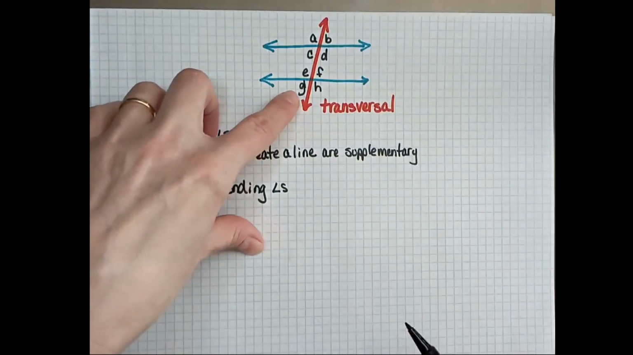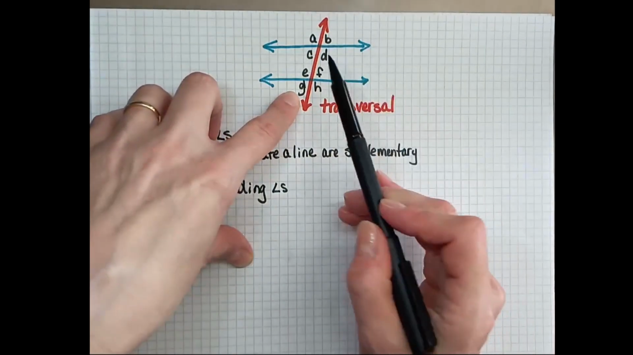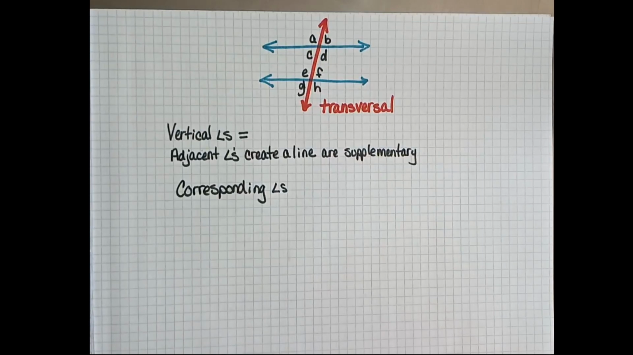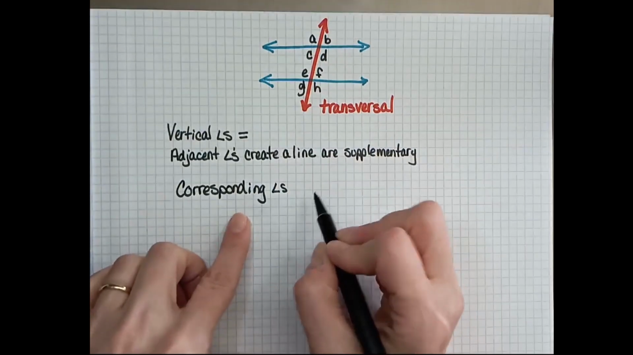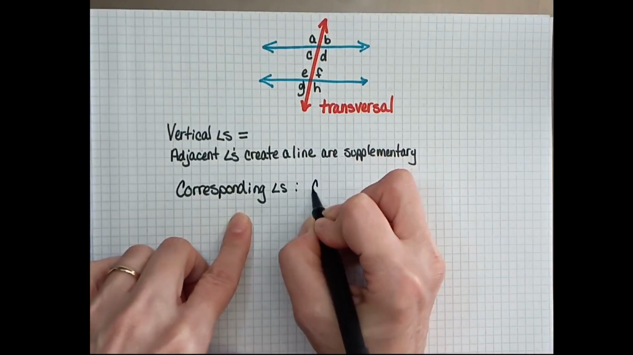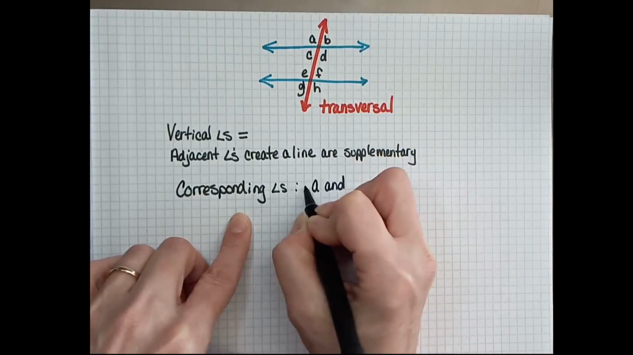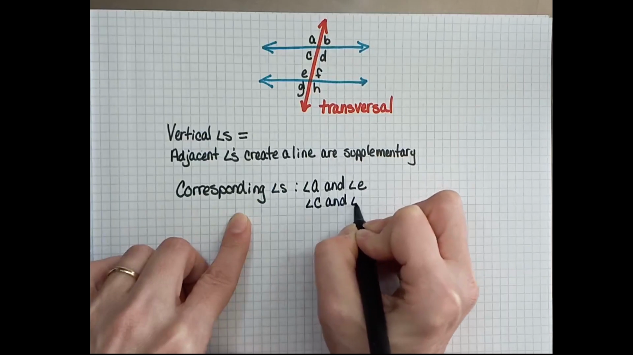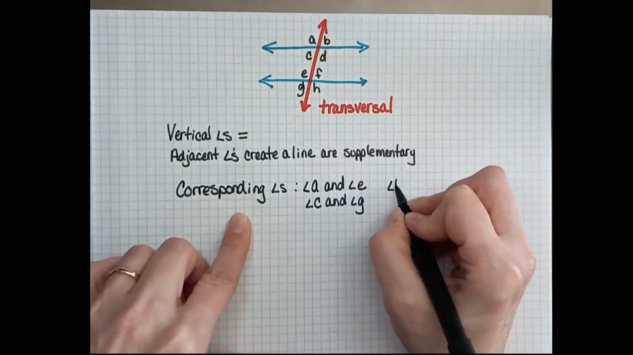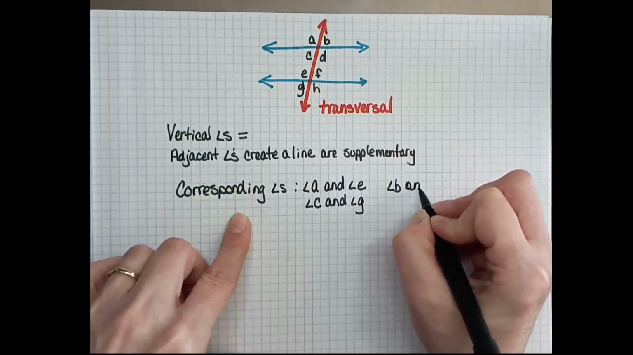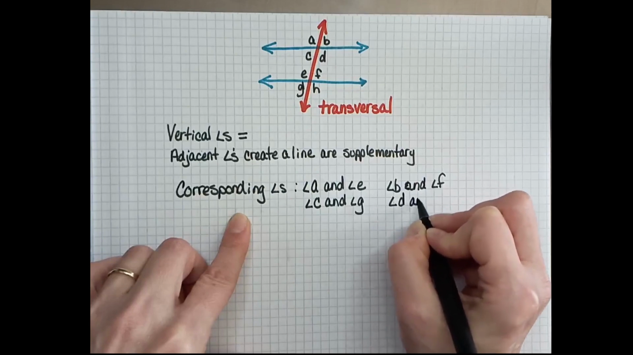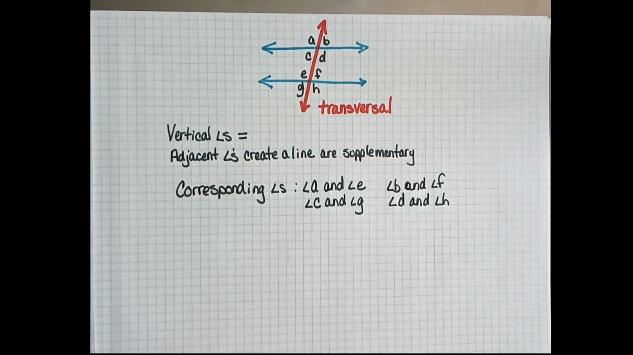C and G are also corresponding angles because they are in the same location. They're on the bottom side of the blue parallel lines. They are also on the same side of the transversal. So C and G are corresponding. So I'm going to write a few of these pairs here just so you can see it. A and E, angle C and angle G, angle B and angle F, and angle D and angle H. They are all corresponding angles.